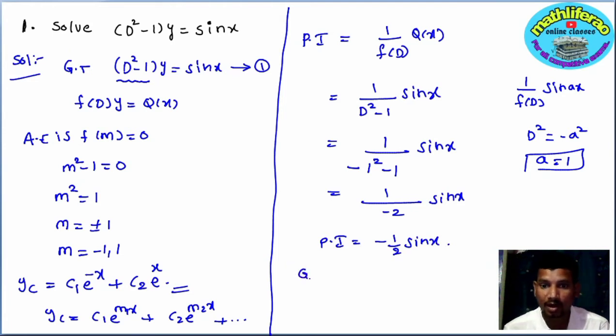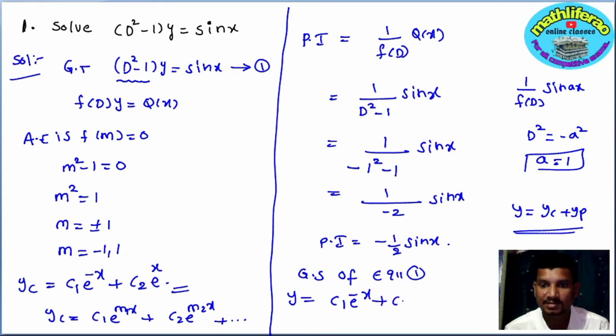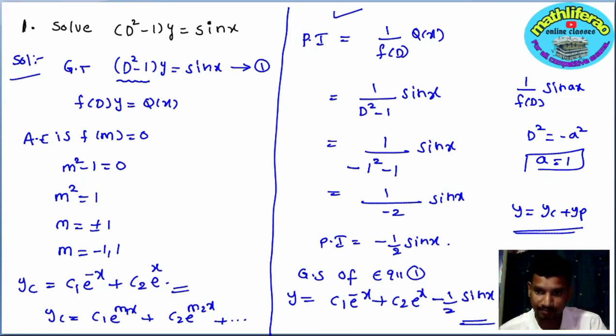Now the general solution of equation 1 is y equal to yc plus yp, that is, complementary function plus particular integral. So y equals c1 e power minus x plus c2 e power x minus 1 by 2 into sin x. This is the answer. We applied case 1 for the particular integral, where replacing D square with minus a square, the denominator f of minus a square is not equal to 0. So the particular integral is minus 1 by 2 into sin x.